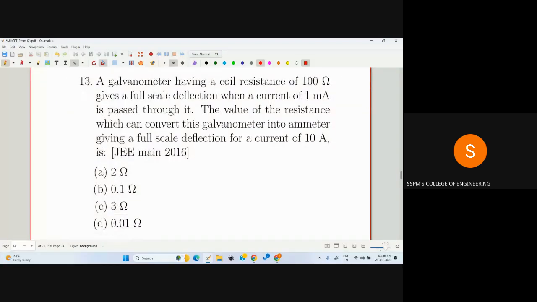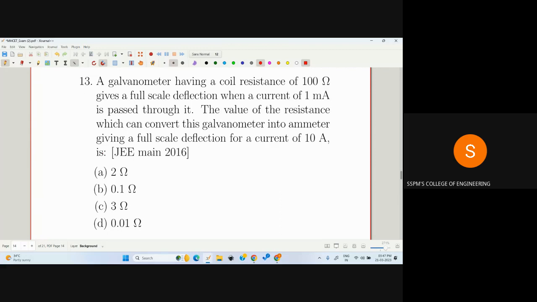The next example is a galvanometer having a coil resistance of 100 ohm gives full scale deflection when a current of 1 milliampere passes through the galvanometer. The value of resistance which can convert this galvanometer into an ammeter of full scale deflection for current of 10 ampere is. तर गॅलोमीटरचा तुम्हाला इक्वलंट रेजिस्टन्स आणि त्याचा इंटरनल सर्किट तुम्हाला माहित पाहिजे.